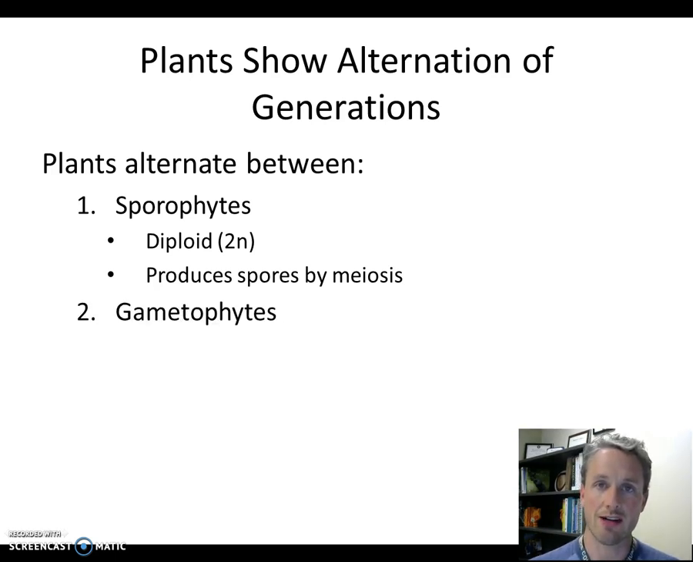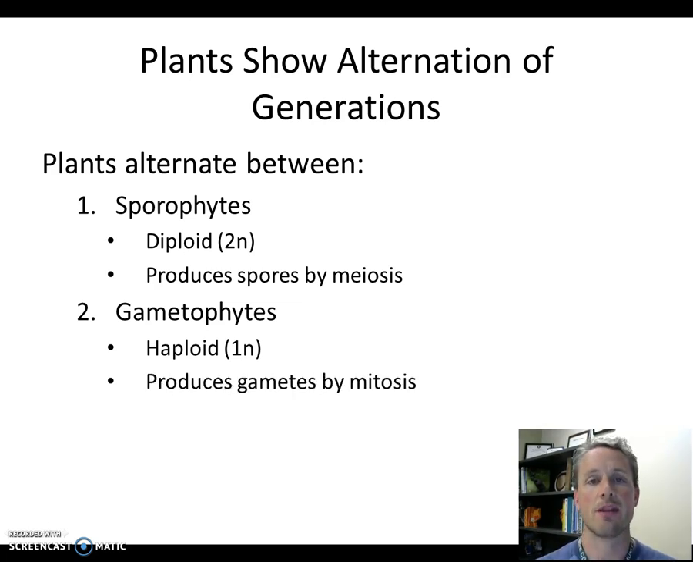The other generation is the gametophyte generation. So a gametophyte is the haploid form of the organism. So this generation is haploid. And the job of the gametophyte generation is to produce gametes. You'll remember from our discussions earlier that gametes are cells like eggs and sperm that are used during sexual reproduction. We use them during fertilization to make a zygote, or a diploid organism.